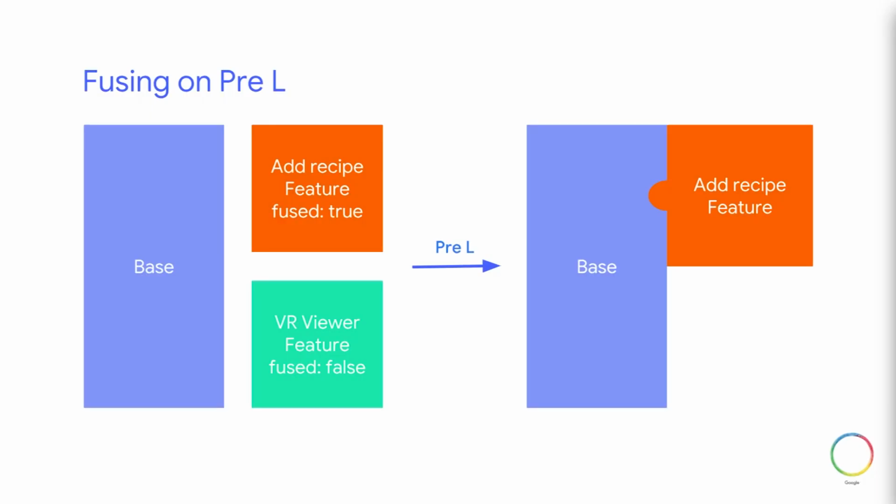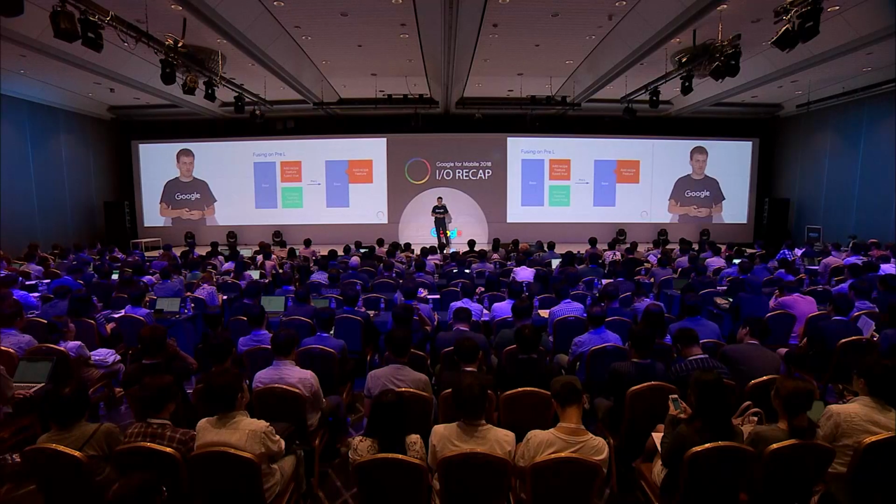We mentioned earlier that split APKs were only introduced with Android Lollipop. For devices with earlier versions of Android, you can mark modules to be fused, and bundletool will generate a single APK with these specified modules merged together.